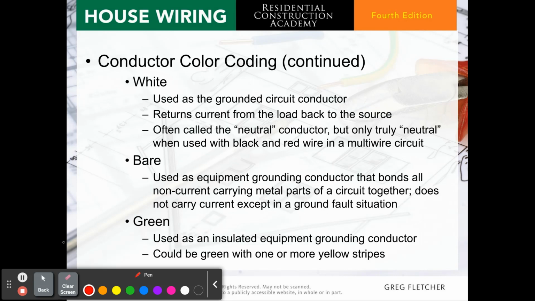White is used as the grounded circuit conductor. It returns current from the load back to the source, often called a neutral conductor, but only truly neutral when used with black and red wire in a multi-wire circuit. Bare, used as equipment grounding conductor that bonds all non-current carrying metal parts of a circuit together. Does not carry current except in a ground fault situation. Green is used as an insulated equipment grounding conductor, could be green with one or more yellow stripes.